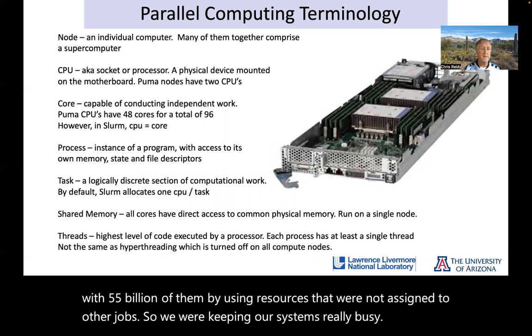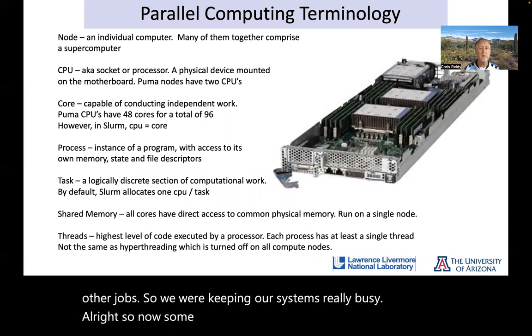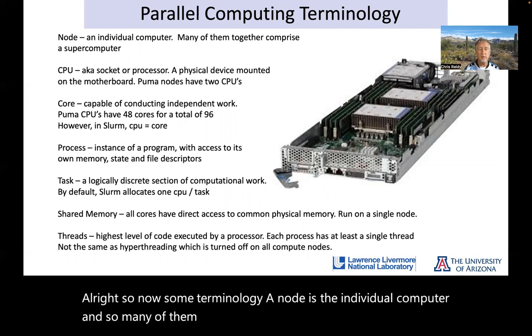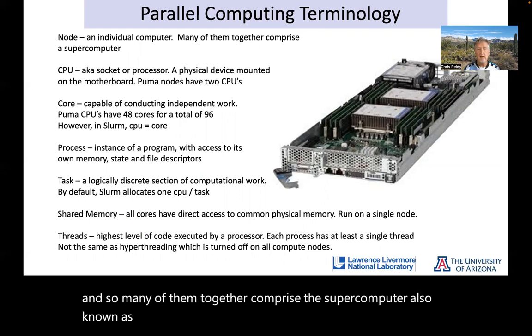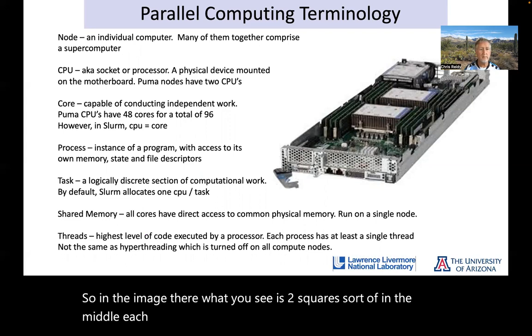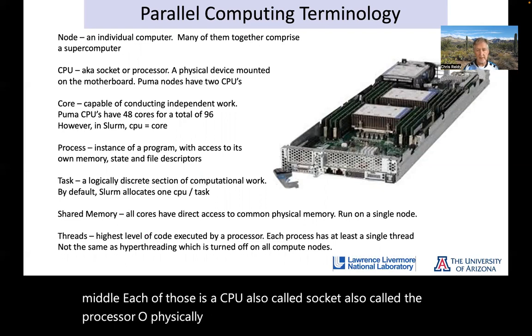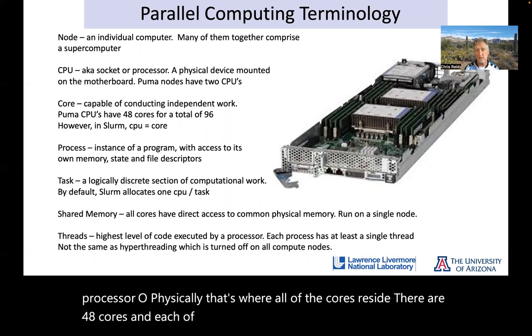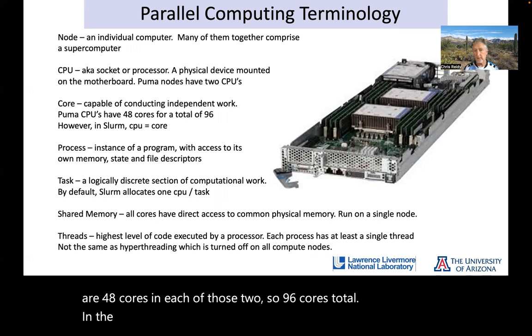All right, so now some terminology. A node is the individual computer. And so many of them together comprise a supercomputer, also known as a cluster. So in the image there, what you see is two squares sort of in the middle. Each of those is a CPU, also called socket, also called a processor. So physically, that's where all of the cores reside. There are 48 cores in each of those two, so 96 cores total. In the back, another sort of square there is an internal hard drive.